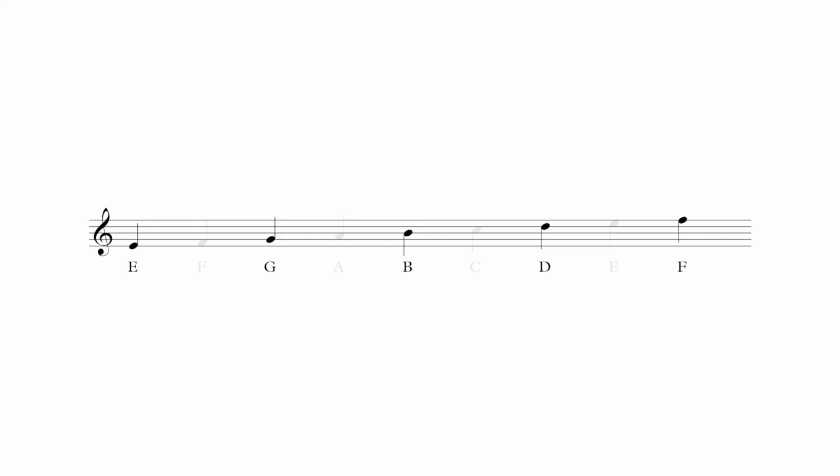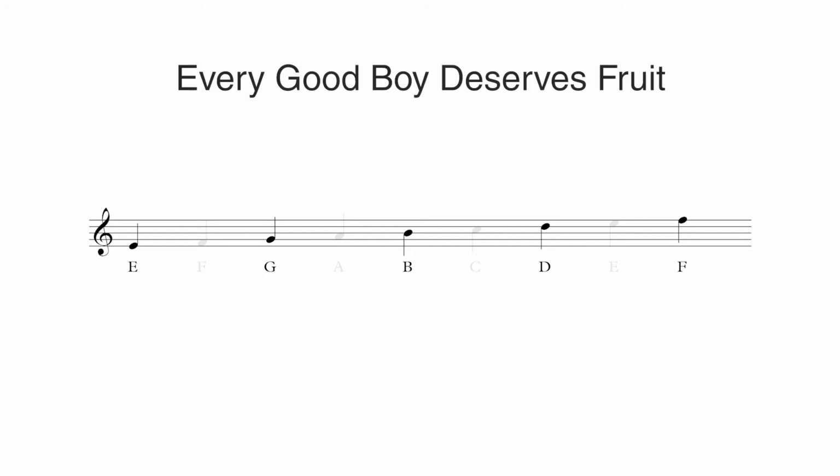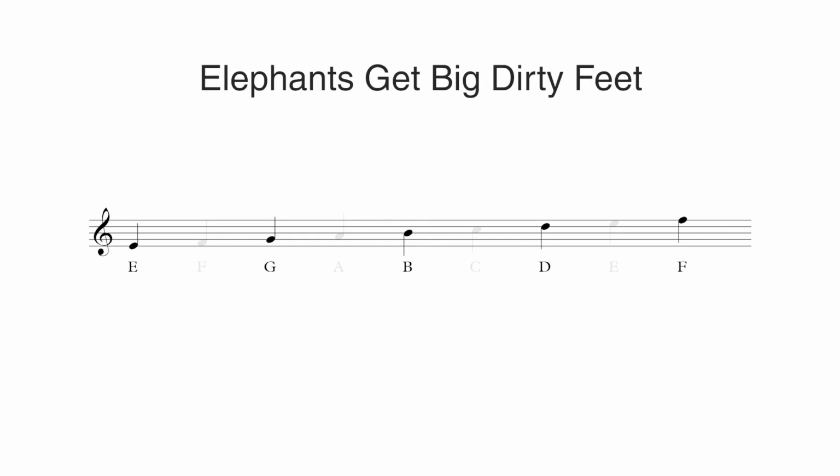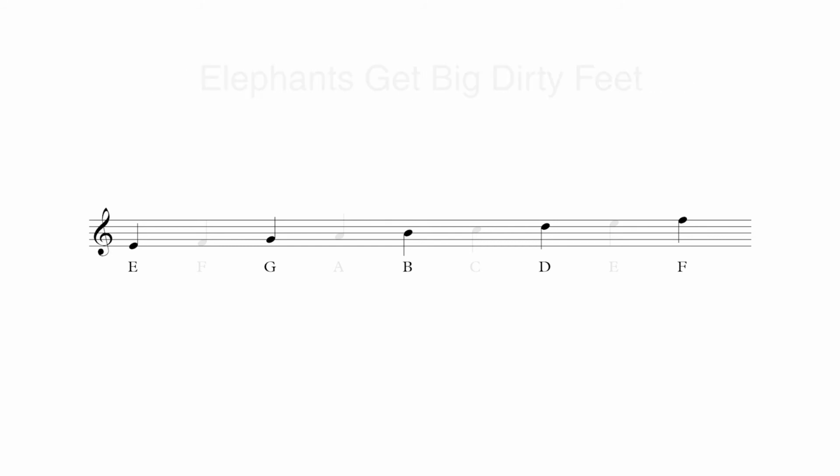The letter names of the notes on the lines are E, G, B, D and F. A convenient way of remembering these is to make a saying for these letters. There are quite a few of these. Some of the best known are: every good boy deserves fruit, every good boy deserves football, every good burger deserves fries, elephants get big dirty feet. The notes in the spaces spell a word: face.